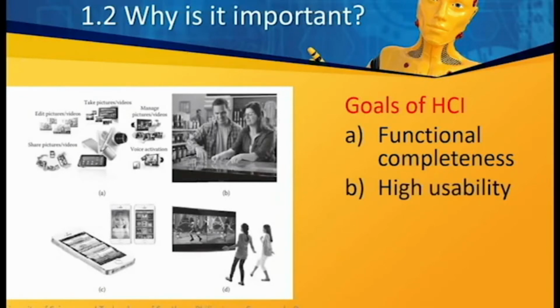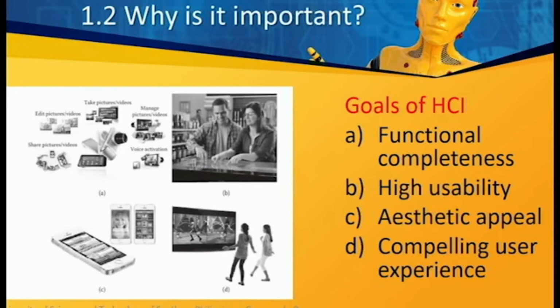And then next is high usability. We have already discussed high usability. It is easy to use, so all users know how to use it, because it's easy to use or user friendly. Then we have the aesthetic appeal, meaning your product is unique from the rest. It should stand out, because of its aesthetic appeal. Then last is its compelling user experience. It should be interactive, just like what you see in figure D. So these are the goals of HCI: functional completeness, high usability, aesthetic appeal, and compelling user experience.